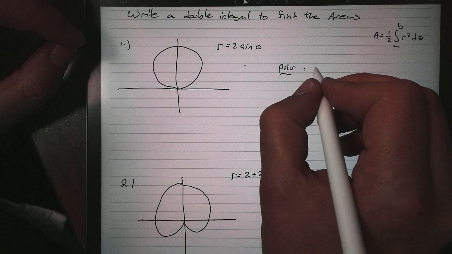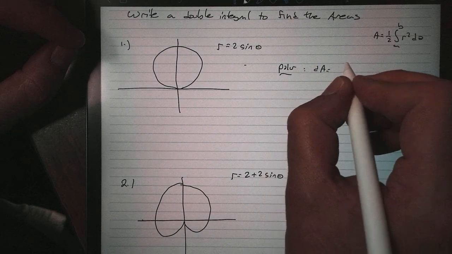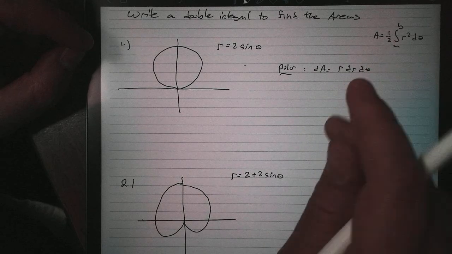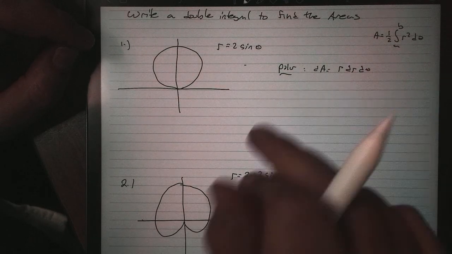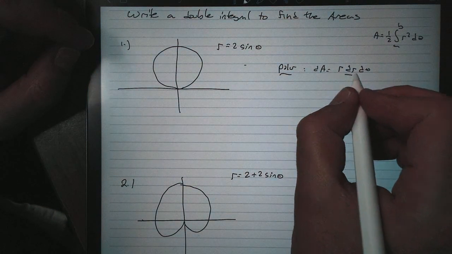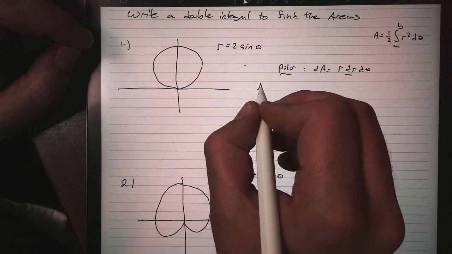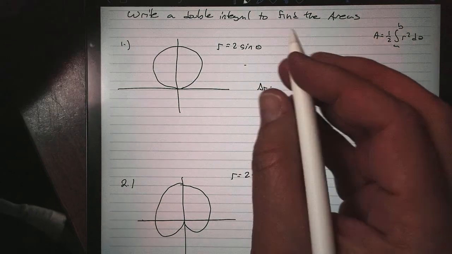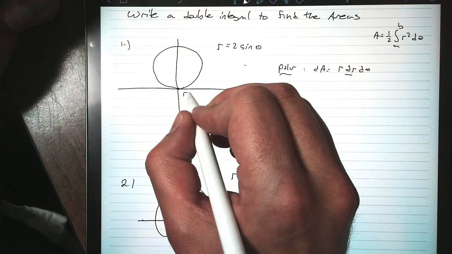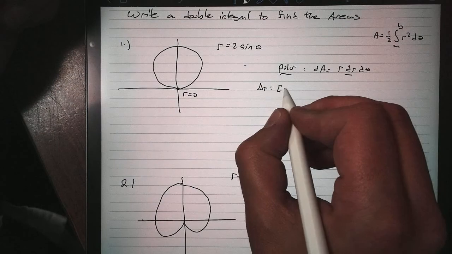Remember, we talked about this. This is our lesson: the change in area is r dr d theta, and we showed how we got this a few times. The first thing we notice is we need to get the change in radius. So how do we do that? Well, we start with what the minimum radius is going to be, which is 0.